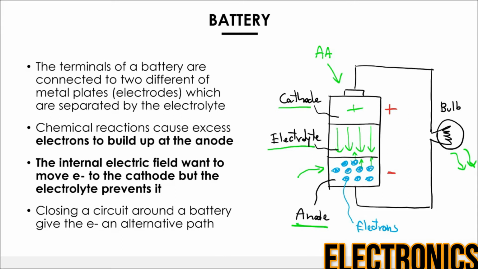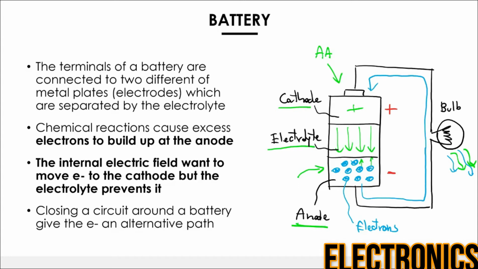When you connect a circuit to the battery and you close the loop, you are giving the electrons an alternative path to reach the cathode. Now that the circuit is connected to the battery, the electrons have a way to reach the cathode, and one by one they will go along the wire, they will go through the light bulb. The light bulb hopefully will emit some light, and eventually they will reach the cathode.